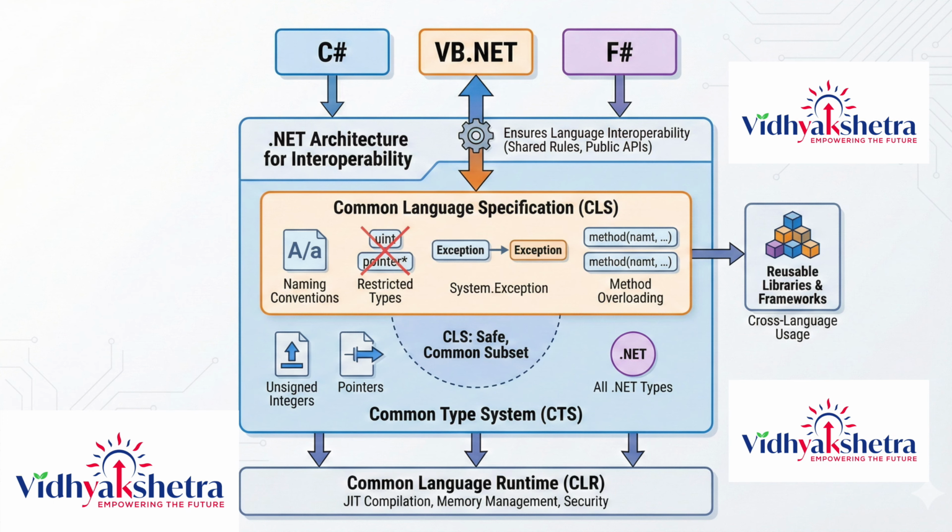CLS strongly encourages the use of attributes such as CLSCompliant(true) to explicitly indicate whether an assembly or type follows CLS rules. This attribute helps developers identify whether their code is safe for cross-language use. When CLSCompliant(true) is applied, the compiler checks the code and generates warnings if non-CLS compliant features are used in public members. This makes it easier to build interoperable libraries.